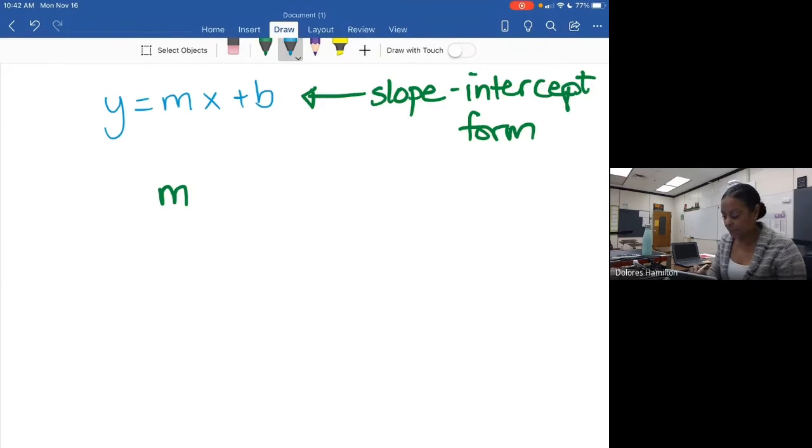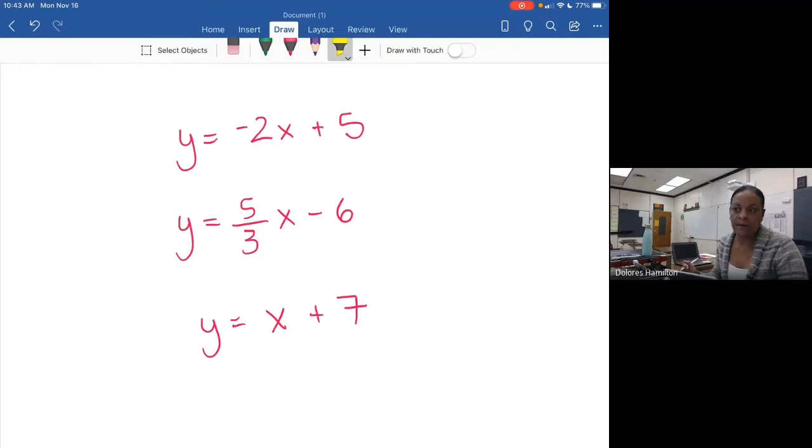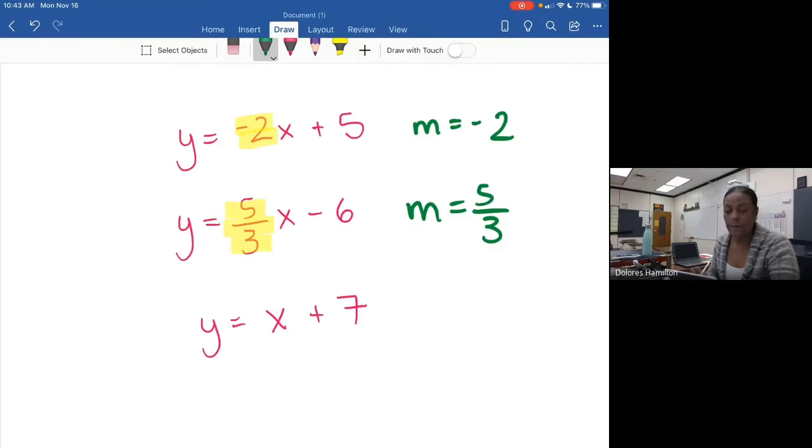Let's do a couple of examples. So here are 3 examples that are in that slope-intercept form. And you'll notice for all of them, it's y equals. Y is by itself, and then the x term comes first, followed by the constant. It is the coefficient of the x term that gives us the slope. So for that top example, we would say that -2 is the slope. For that next problem, that slope would be 5/3. And for this problem here, since there's nothing written in front of the x, it's an understood 1. So that line would have a slope of 1.